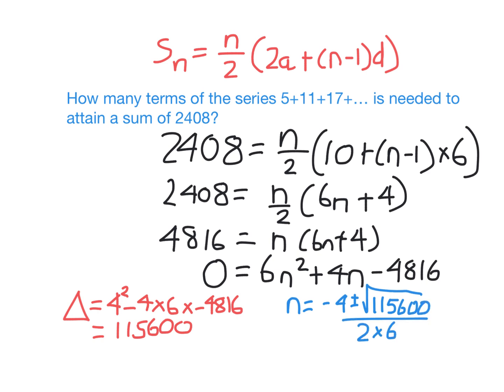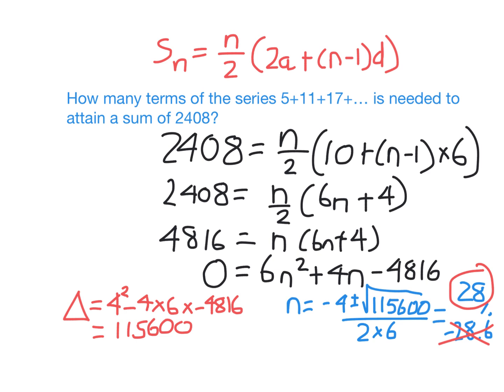Okay, so if you put them in your calculator one after the other, so one is minus 4 plus this over 12, the other being minus 4 minus this over 12, you get 2 solutions, but one of them we'll see we can't have. So one of them is 28, the other one is negative 28.6 recurring. Now, because n is the number of terms, it can't be negative, we reject this solution, and that will be our final answer. You need 28 terms of this series to be added up to get this sum.